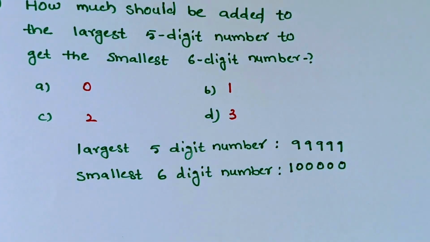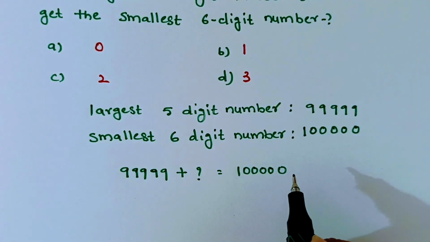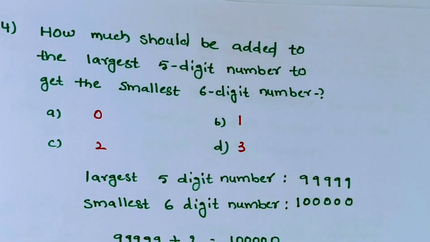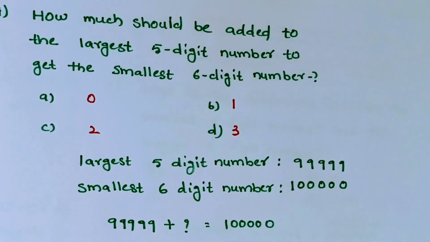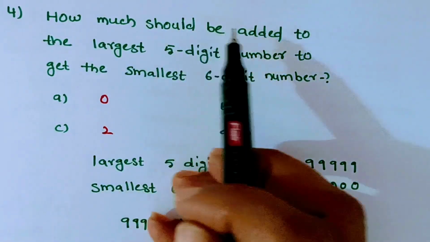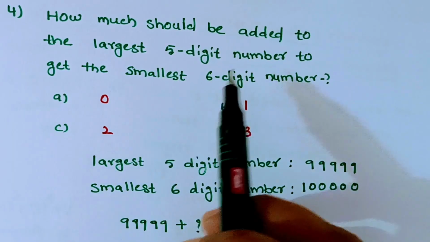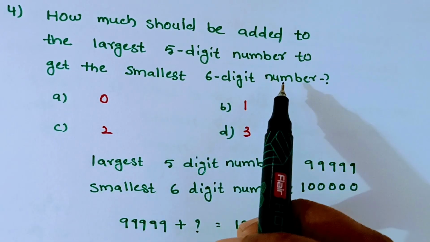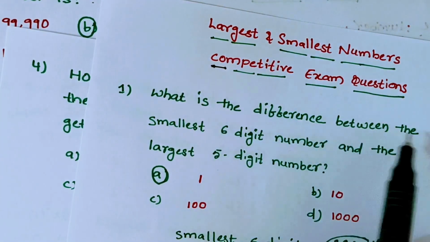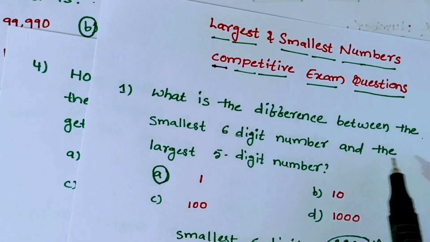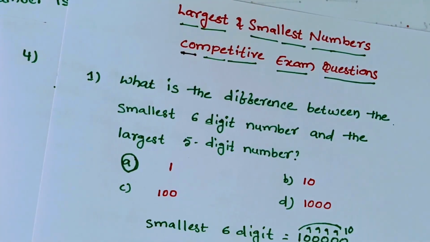What did they ask in the question? Observe this question. The first question and this question are the same, but they asked in a different manner. How much should be added to the largest 5-digit number to get the smallest 6-digit number? And the first question was: what is the difference between the smallest 6-digit number and the largest 5-digit number? These two questions are the same, but they asked it in a tricky way.